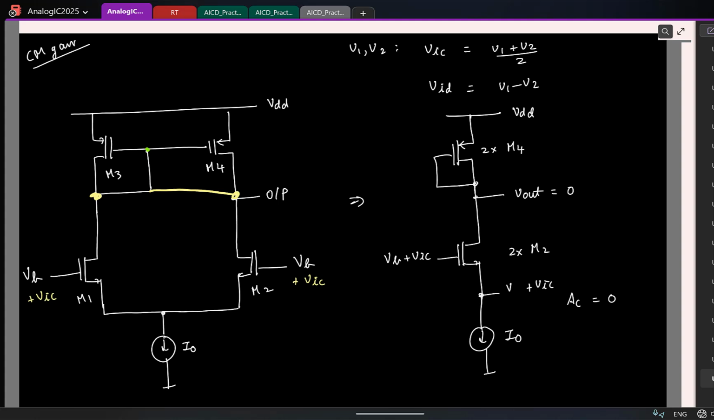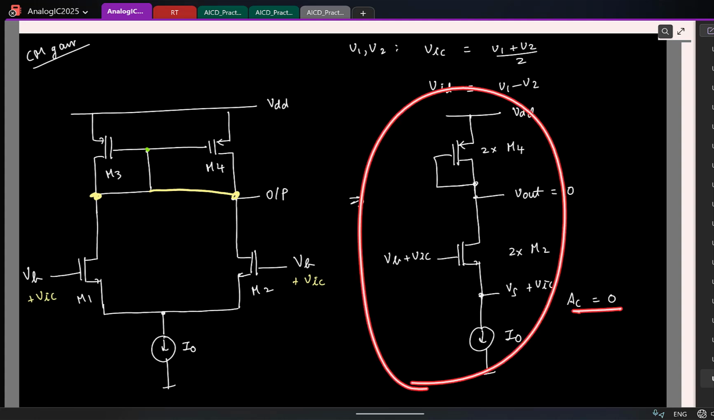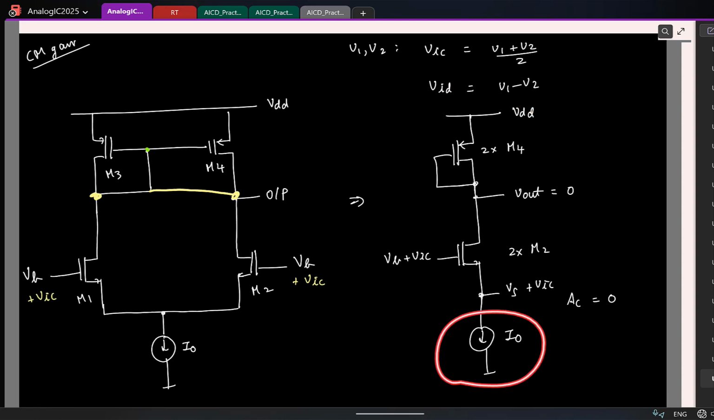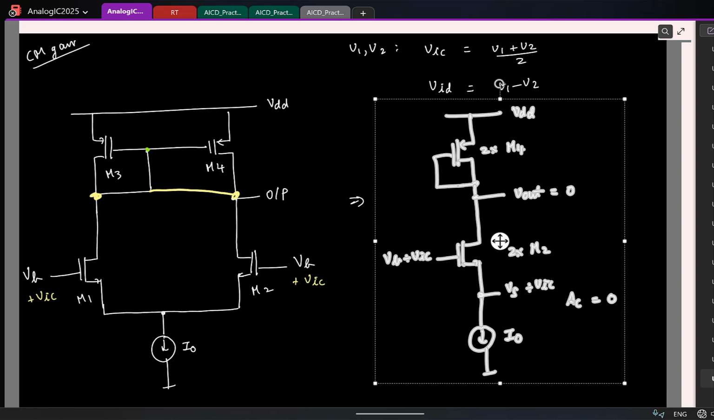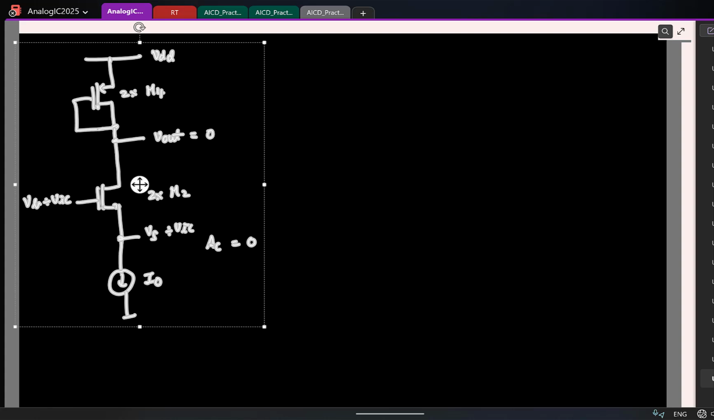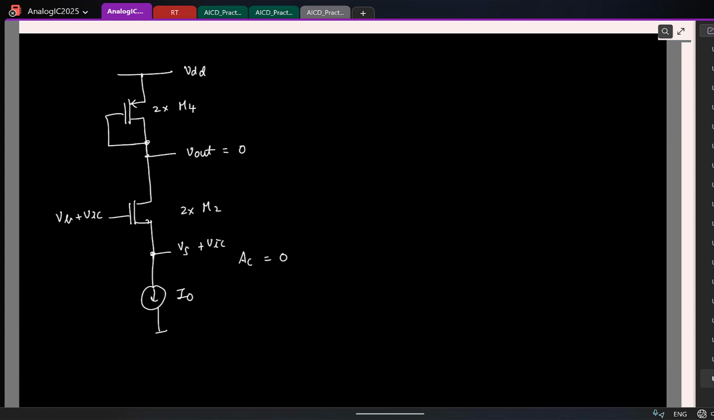So why, what element here is making the common mode gain to be 0? The ideal current source. Yes, the current source is what is making this change to be 0. So let's make it interesting and assume that the current source is not ideal. Let me take it to the next page. So now I'll assume that I no longer have an ideal current source. Let us say the current source has some output resistance Rx.